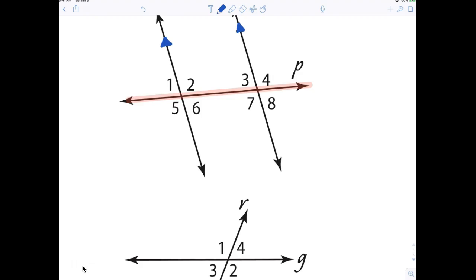There are certain angles that have names. Does anybody remember from last year what angle 1 and angle 3 are called? What were they called? No, I'm asking you what they're called, not their measure. Do you remember? Corresponding. Now look, if you guys are not listening, you're going to miss it. So 1 and 3 are corresponding.